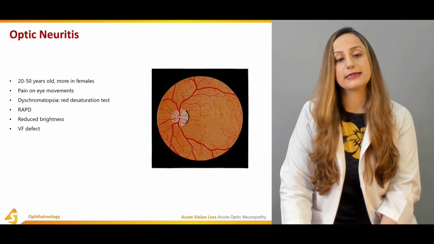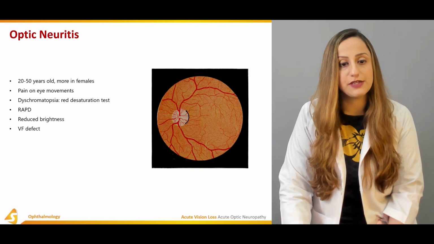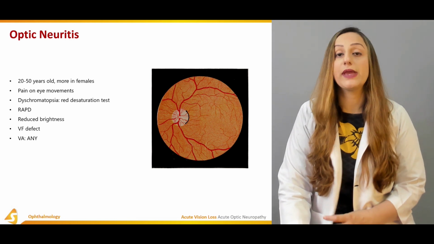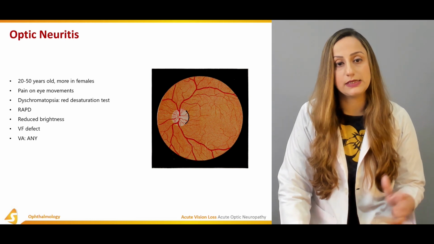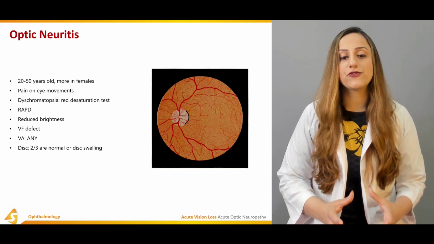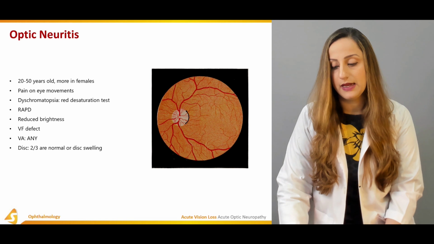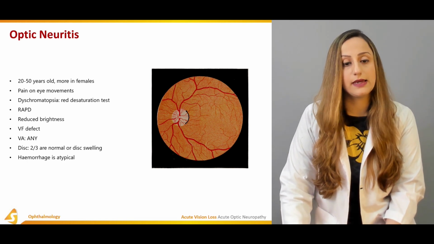Visual field defects can range from peripheral to central vision. Visual fields can be affected in these patients. Visual acuity can be affected to any level, even down to the finger counting level in these patients with optic neuritis. The disc is normal in almost two thirds, and sometimes disc swelling is observed in the peripheries in these patients. Hemorrhage is atypical in these patients.